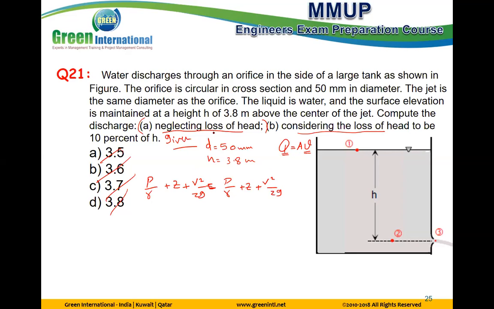First equation, neglect losses, without losses. Pressure is atmospheric at point 1. I will apply it between point 1 and point 3, because the charge required is at the outlet, at 3, correct? Yeah. So the pressure at 1 and 3, this is open to atmosphere, this is open to atmosphere, correct? Z1 equals what?